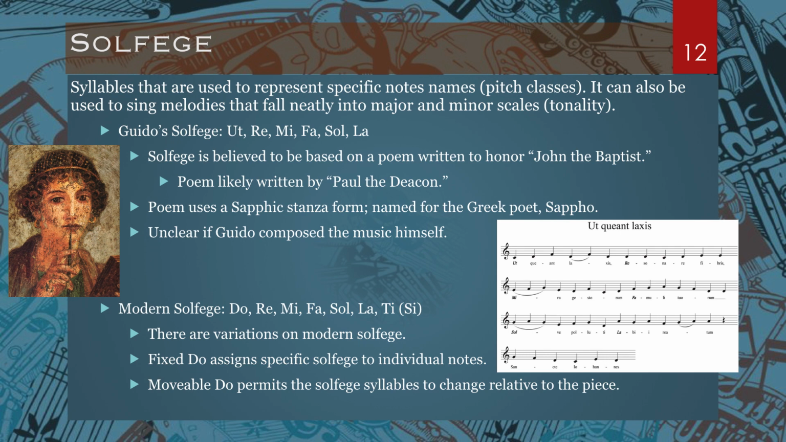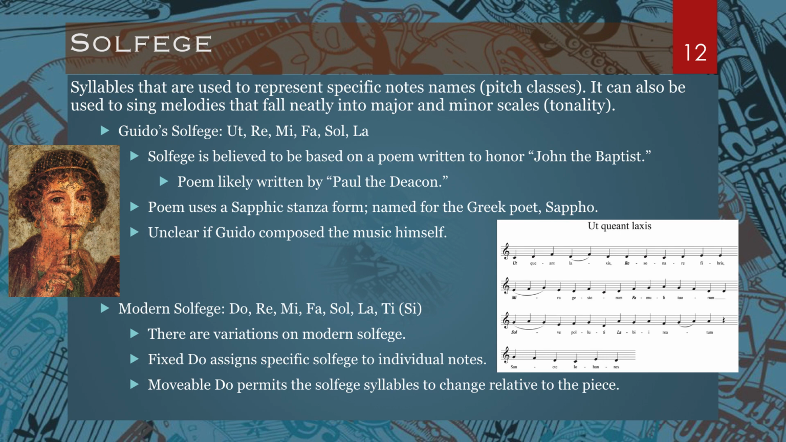So our modern solfege uses the syllables Do, Re, Mi, Fa, Sol, La, Ti. Some universities and some schools will use Ci instead of Ti. This is fine if you're using fixed Do, but once you start to get into chromatic solfege, then often the last syllable will be Ti, and that's because C has to be used for one of the chromatic solfege pitches. But the important thing to know is there are variations on modern solfege.